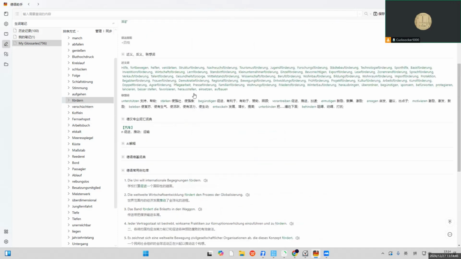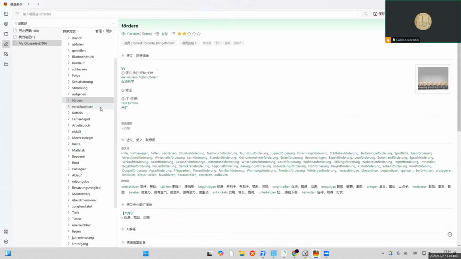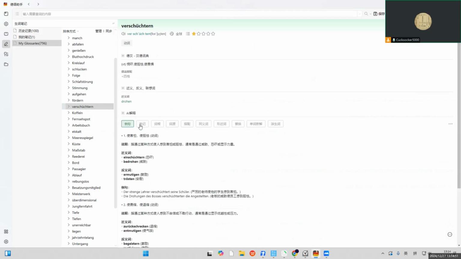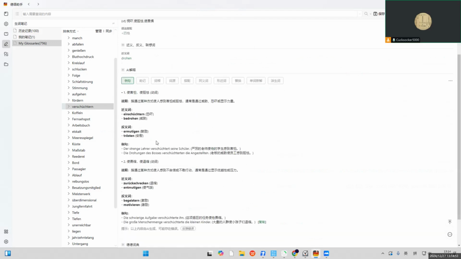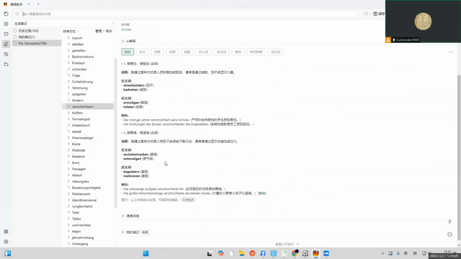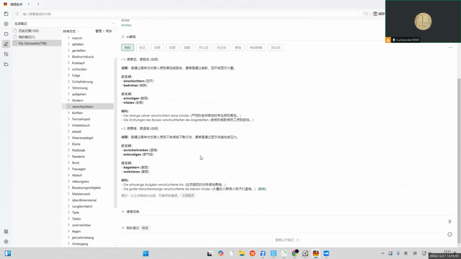That is too much. Okay, verschüchtern, schüchtern, einschüchtern. Der strenge Lehrer verschüchtert seine Schüler. Die Drohungen des Bosses verschüchterten die Angestellten. Okay, Angestellten. Zurückschrecken, entmutigen. Die schwierige Aufgabe verschüchterte ihn. Die große Menschenmenge verschüchterte die kleinen Kinder.